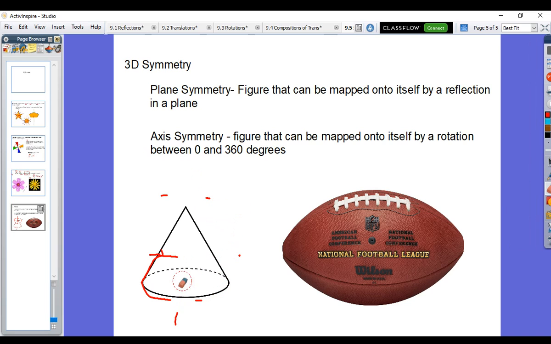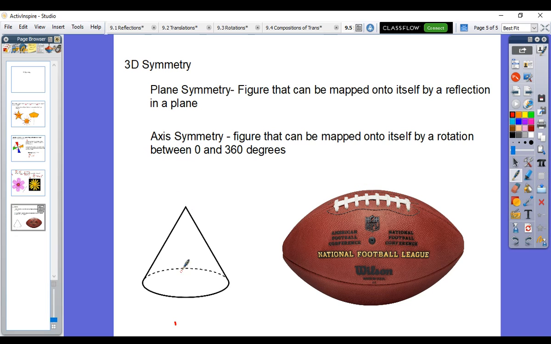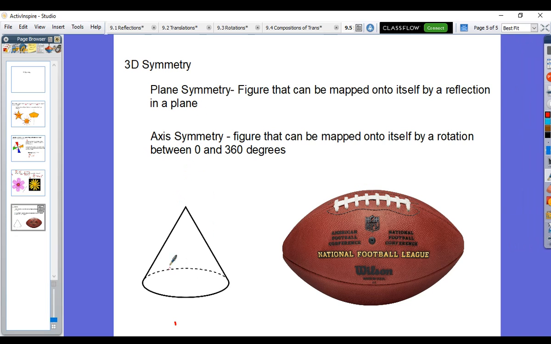But axis symmetry, so again, I should just finish plane. Some objects only have one way. This one only has one plane. Copy straight down the middle. This copies that. This one has two ways. You can go horizontally, where all the bottom ones copy the top ones, or vertically, where all the ones on the left can copy over all the ones on the right.